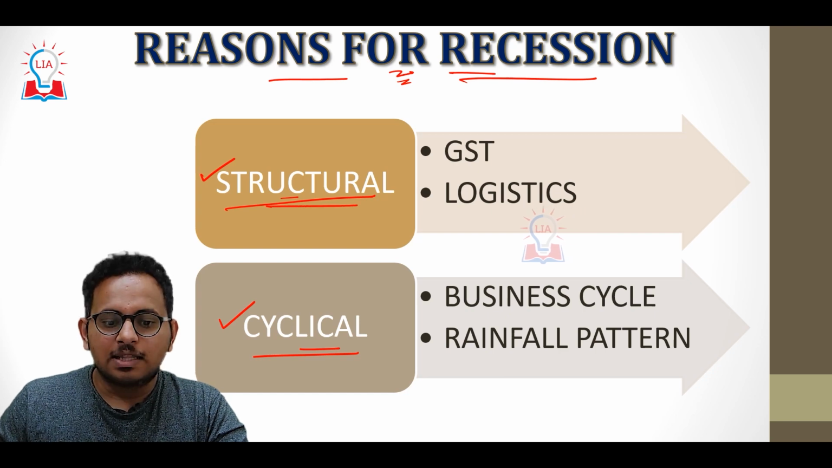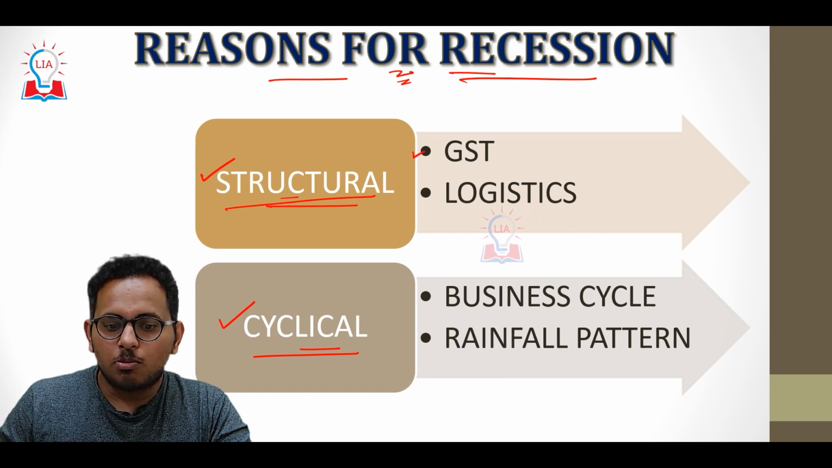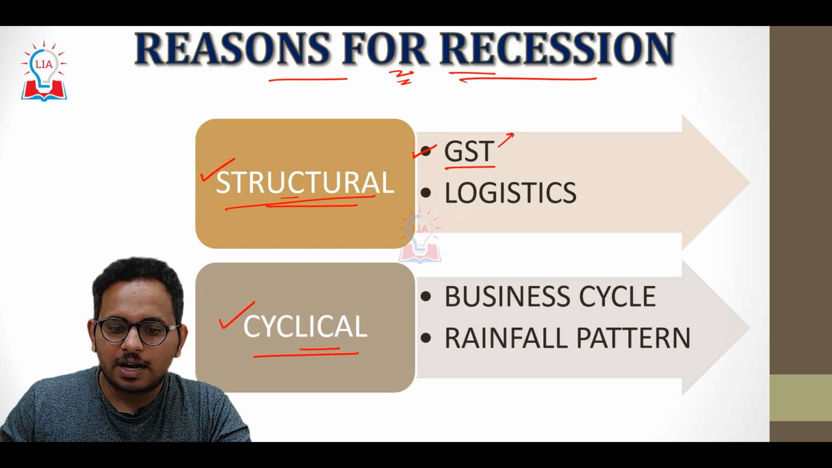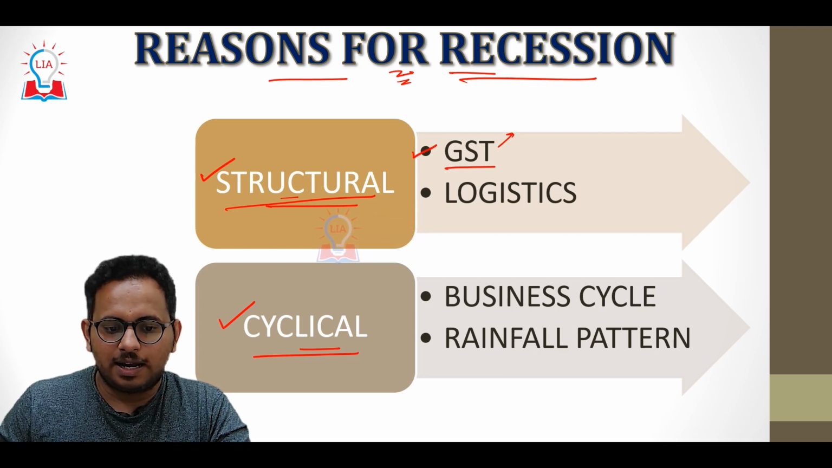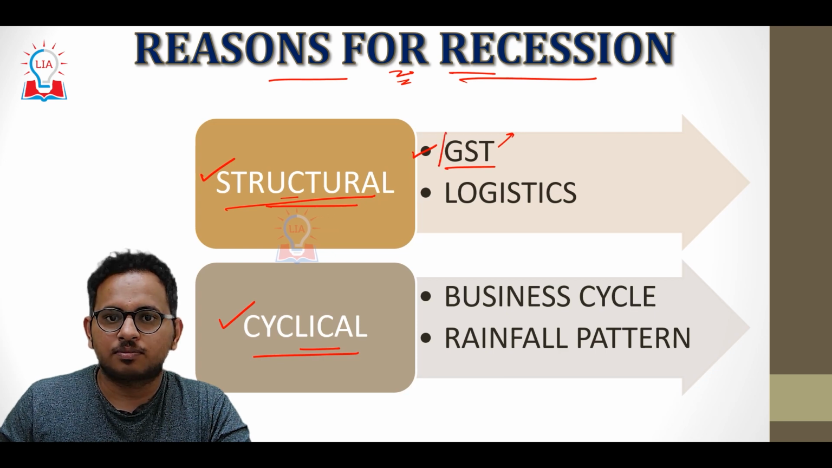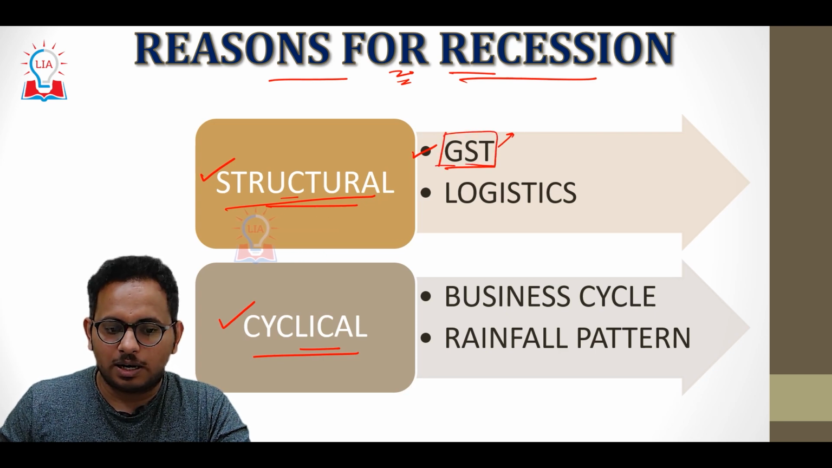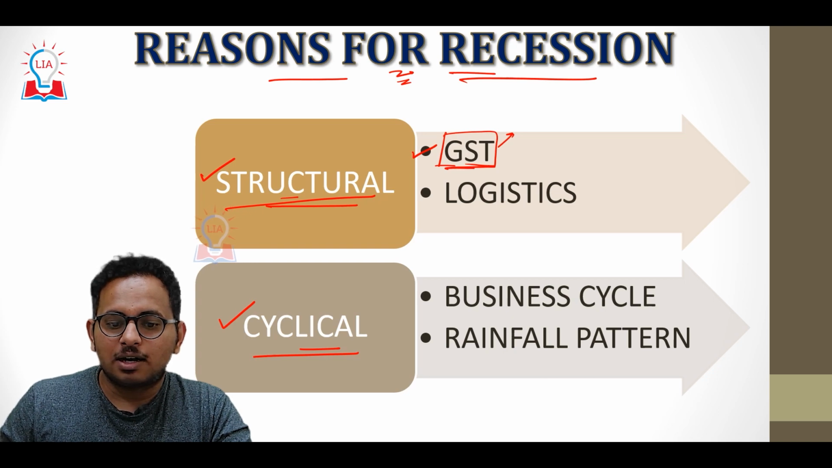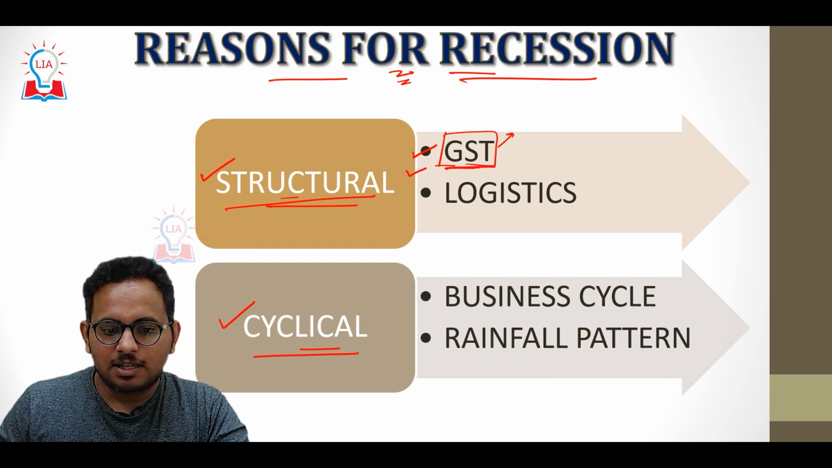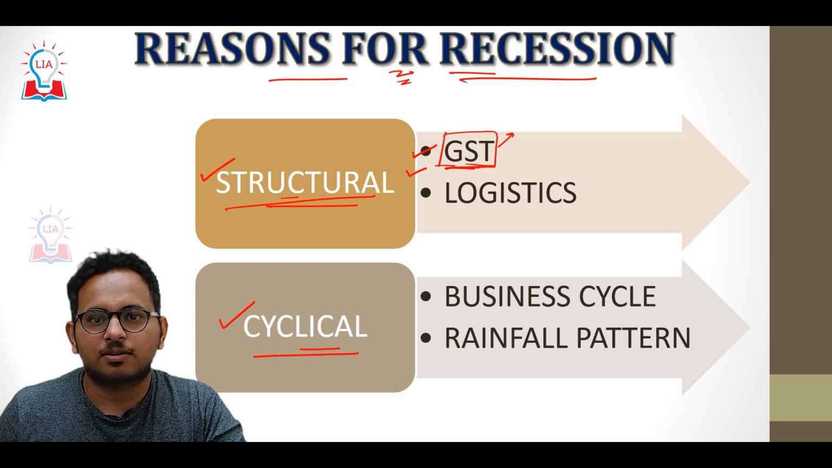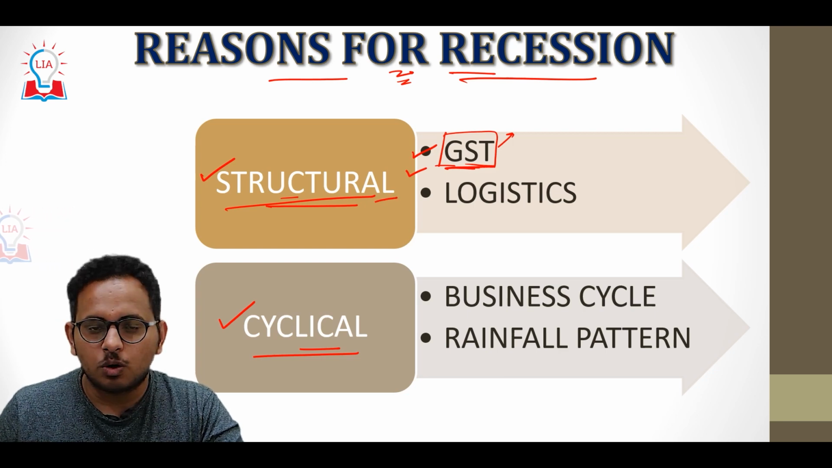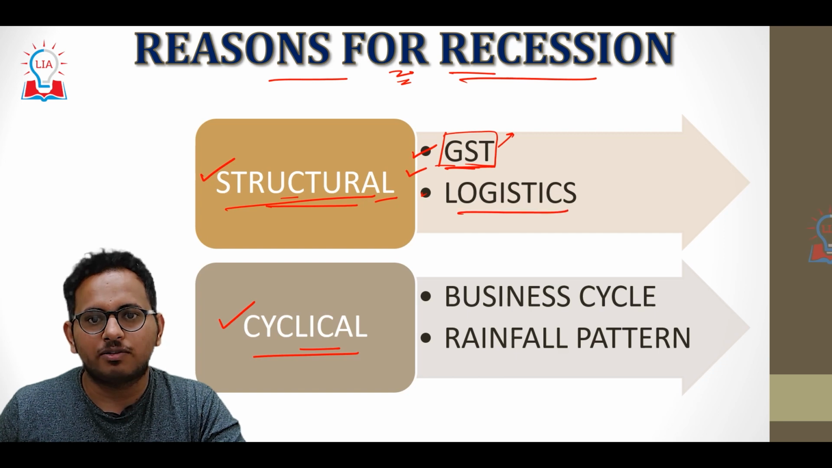So what are the structural reasons? Structural reasons are something like implementation of GST. When GST was implemented, you can remember, because of the confusions and also because of the infrastructural delays, the tax compliance was less. Tax compliance was not as expected, and implementation of GST can be called a structural reform, and if the recession was caused because of the implementation of GST, then we could have called it a structural recession. And the second one is logistics.